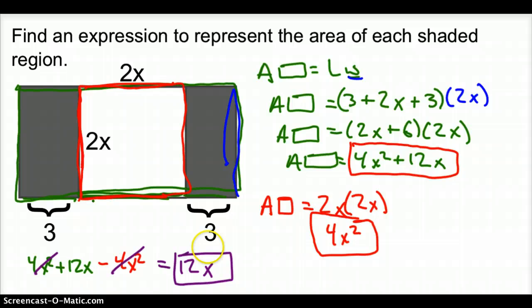You could also throw in units, so if this was feet, it's not, but if it is, this unit would be feet squared. It would be 12x feet squared. Or if it was inches, it would be inches squared. But that does it for part 2 of section 8.3, multiplying polynomials.